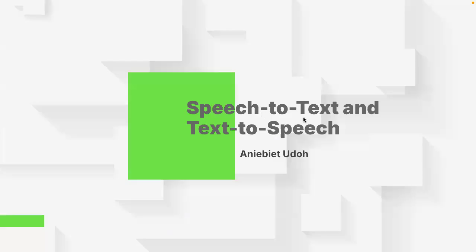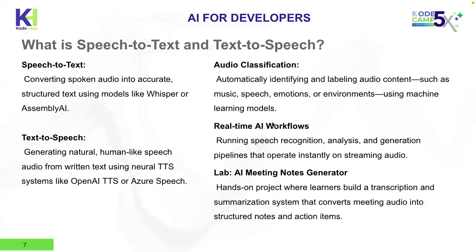Okay, so first of all, like I said, today we're going to talk about speech to text and text to speech. So what's speech to text? Speech to text is converting the spoken word into accurate structured text, using neural network models like Whisper or Assembly AI. These are just two examples. There are more of them. So that's what speech to text is.